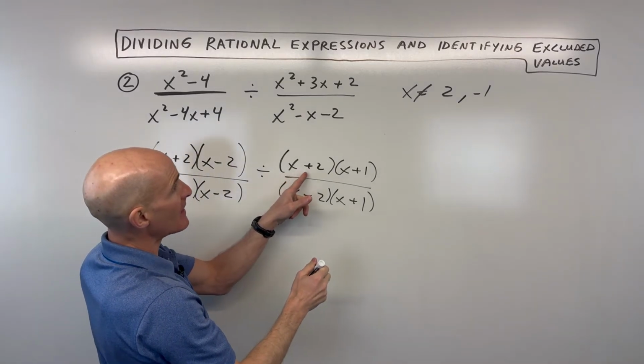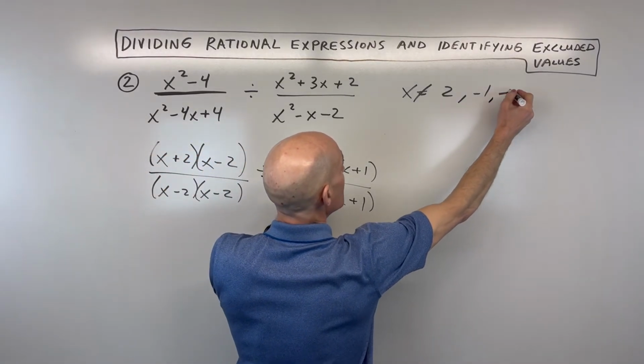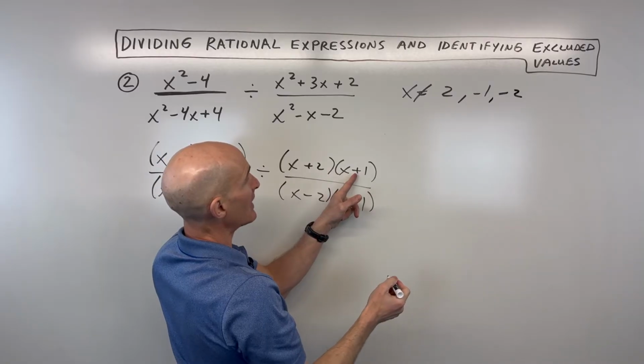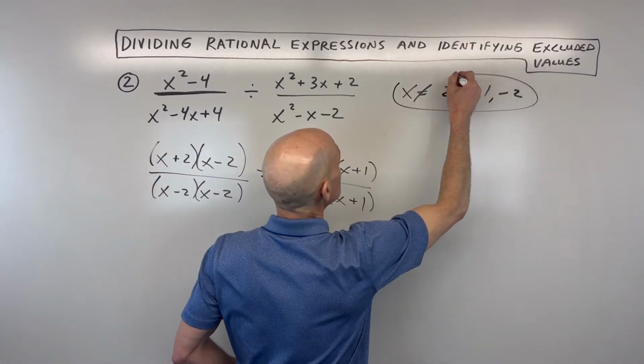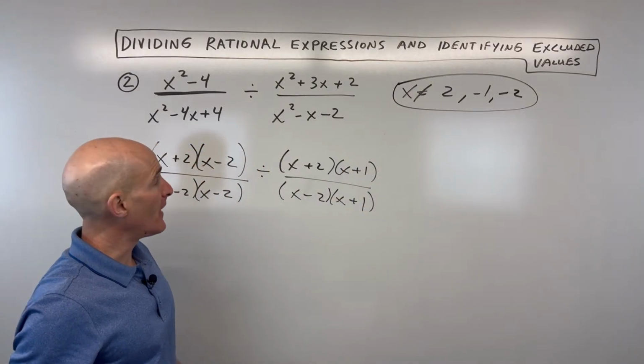So that means that x cannot be negative 2, so add that to our list, and it can't be negative 1, which we already listed. So it can't be those values right here. But now let's go ahead and simplify.